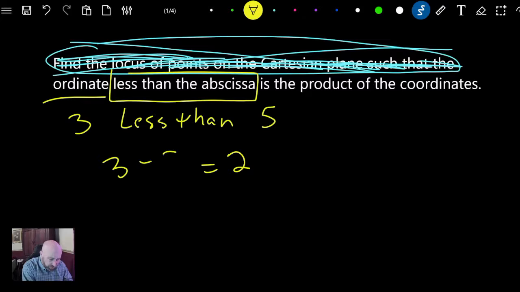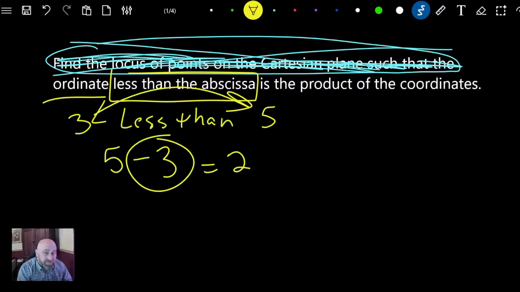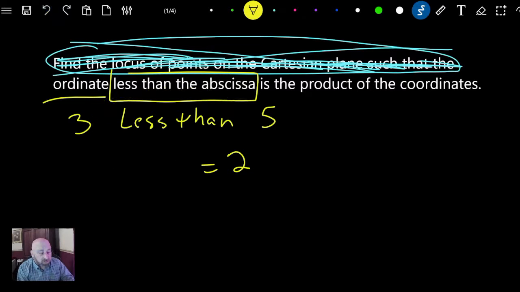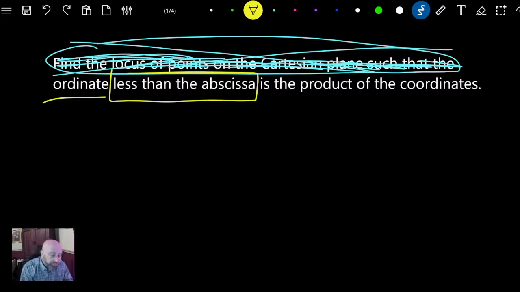We can't write 3 minus 5, because 3 minus 5 is negative 2. So when this happens, this is the one that we have to swap. So we have to say 5 minus 3. That's what equals 2. This is 3 less than 5. So we're going to have a little bit of a swap going on here in the order that our letters are written in.